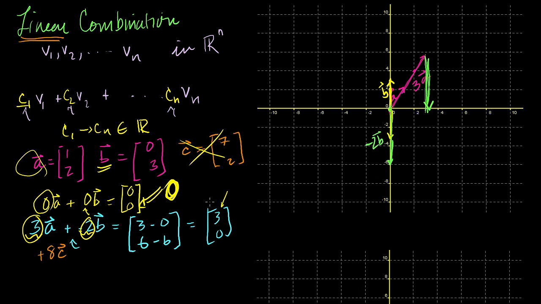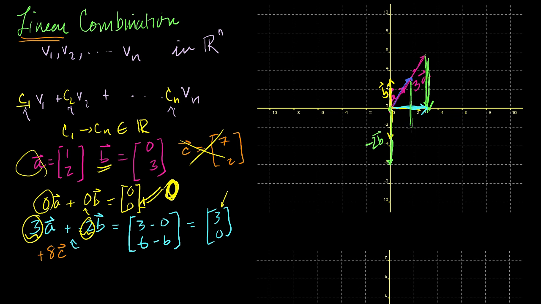And that's exactly what we did when we solved it mathematically. You get the vector 3, 0. But this was just one linear combination of a and b. Instead of multiplying a times 3, I could have multiplied a times 1½. So 1½ a minus 2b. Minus 2b would still look the same.